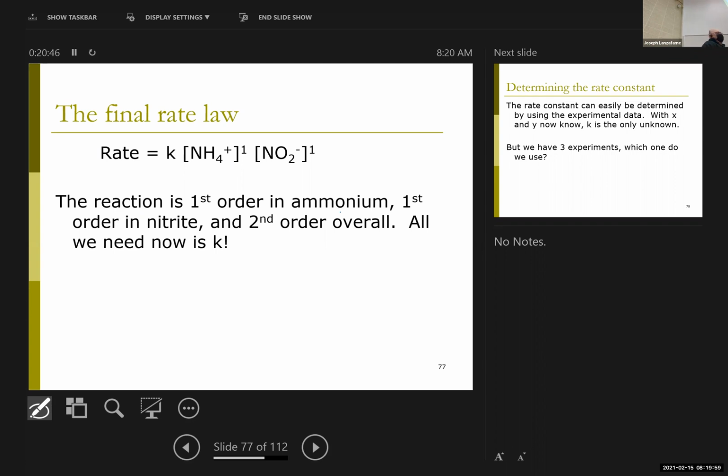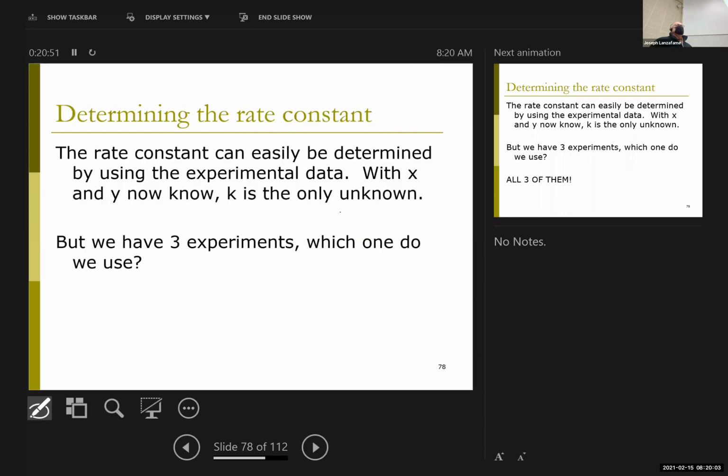Because in fact, at this point, I actually have 3 separate measurements of k. Since I know the orders of the reaction, I know everything except k for all 3 of my experiments. I have the initial concentrations of both reactants. I have the measured rate. I know the orders. The only thing I don't know is k.